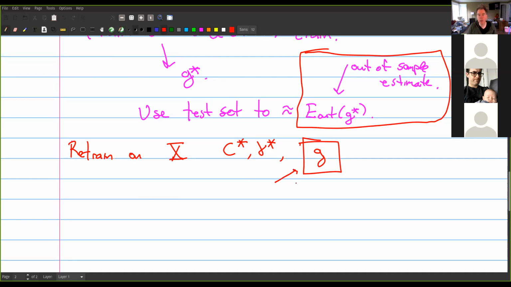But the performance of this G will be even better than the performance of G star. Why will that be true, or probably true? How much of the data did G star get to train on?